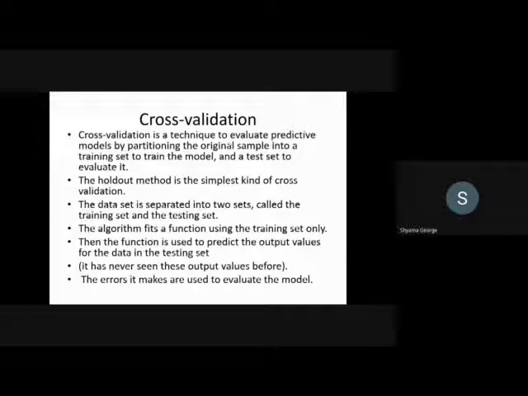The algorithm fits a function using the training set. Then this function is used to predict the output values for the testing set. The errors it makes are used to evaluate the model. But in simple cross-validation, there are only two portions: one is a training set and the other is a testing set.